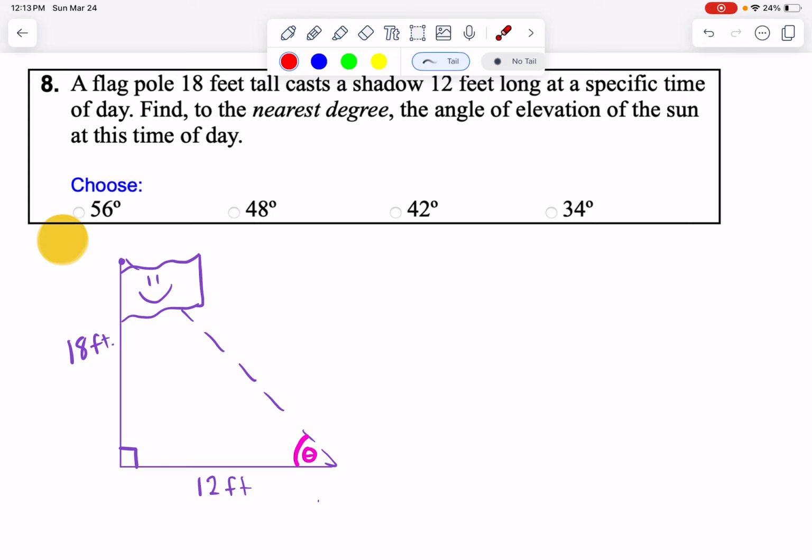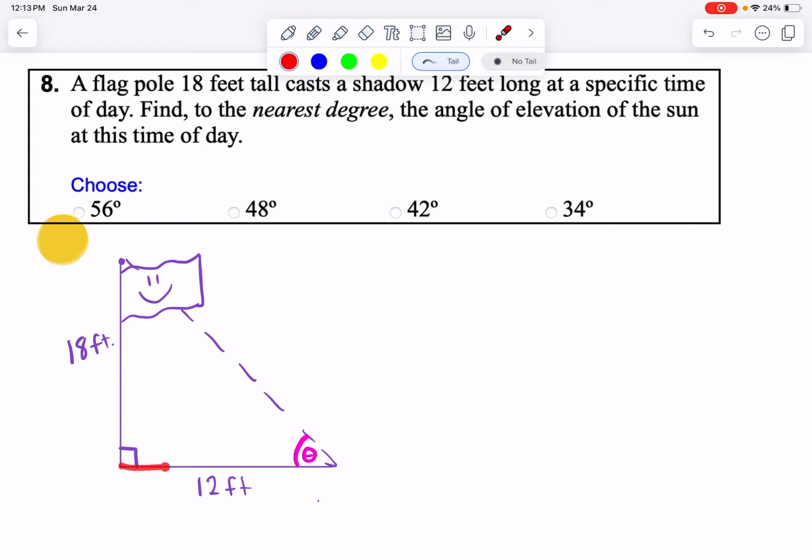So right now, I'm going to go ahead and label my sides using what I need to know to use trig, which is we have sine, cosine, and tangent. Sine is the opposite side over the hypotenuse. Cosine is the adjacent side over the hypotenuse. And tangent is the opposite side over the adjacent. So we're going to go ahead and label this figure.